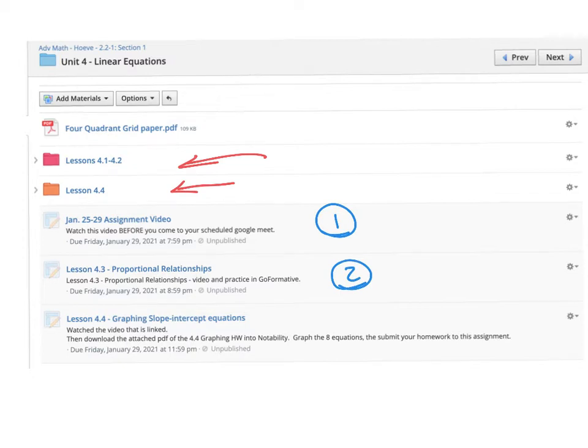So the second thing is lesson 4.3. It is on proportional relationships. The video and the practice is in Go Formative. And I think there's 12 questions in Go Formative, so it won't take you very long at all.